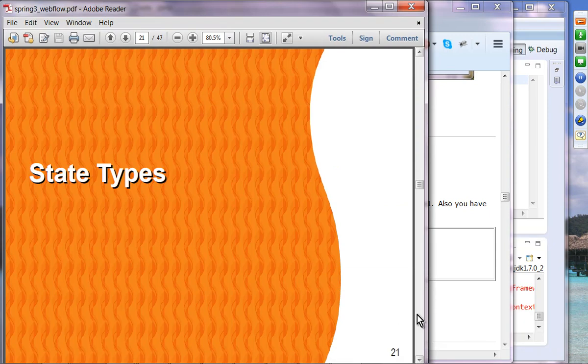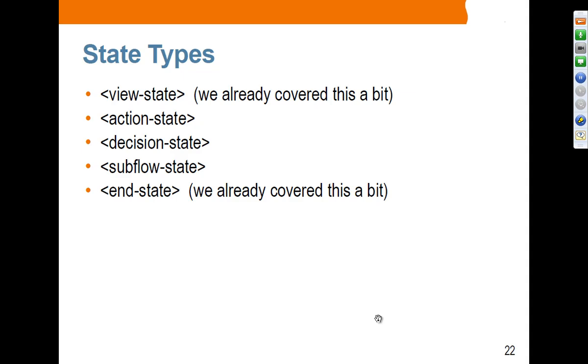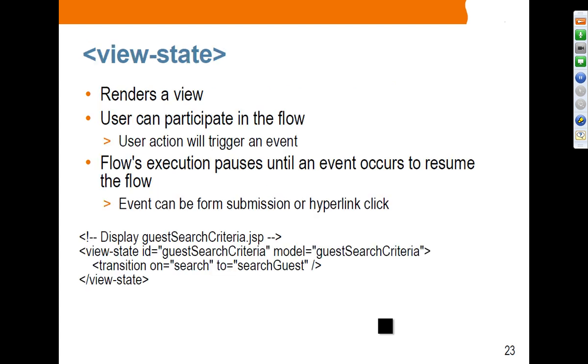Next topic is state types. So far we have seen the view state, but there are a few more we are going to learn. We have covered a little bit of view state, and we also talked about end state a bit as well. There are three more states we are going to learn: action state, decision state, and subflow state. And we are going to take a look at view state in a bit more detail.